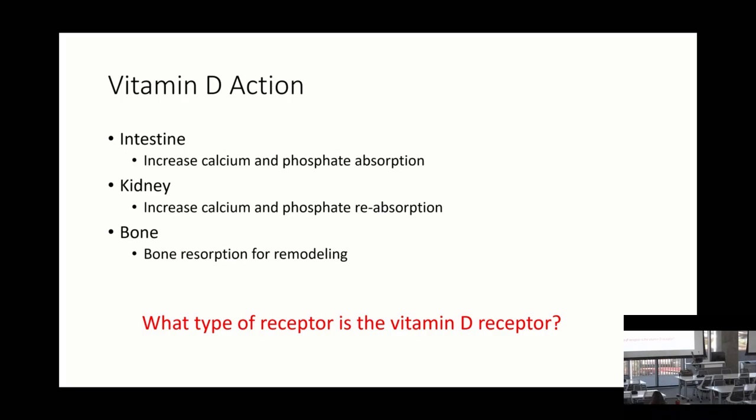In contrast, parathyroid hormone has kind of opposite effects on calcium and phosphate. Vitamin D increases both. PTH increases calcium and lowers phosphate. Okay.